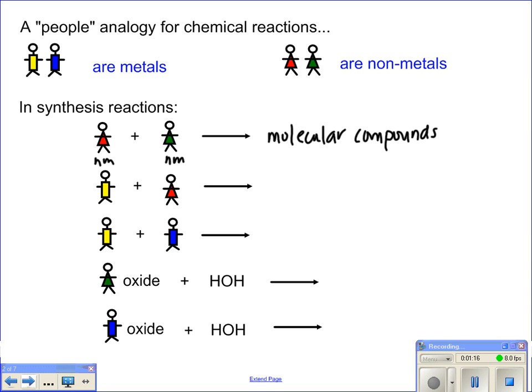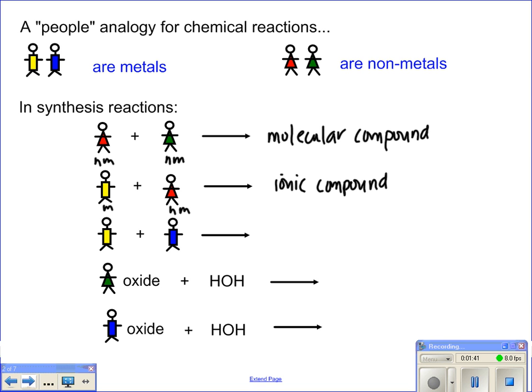Another situation we might have in a synthesis reaction is a metal element combining with a nonmetal element. And when these two elements combine, the metal can lose electrons to the nonmetal, and we end up with an ionic compound. Of course, the type of bonding inside an ionic compound is via electrostatic charges.